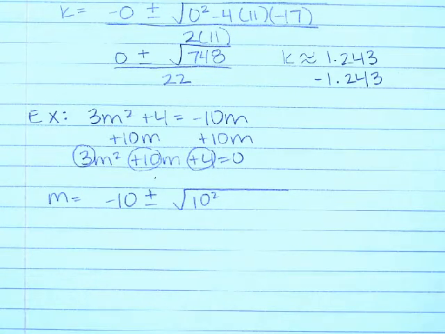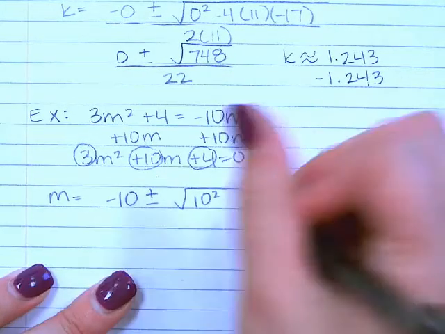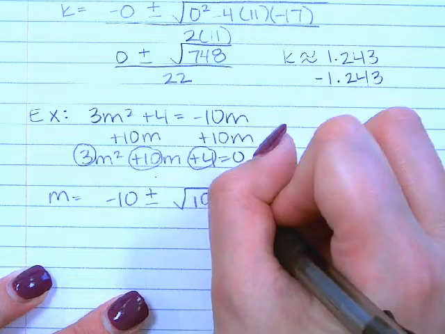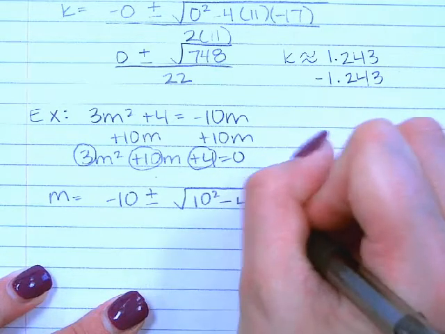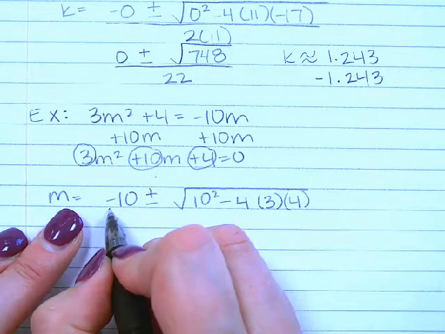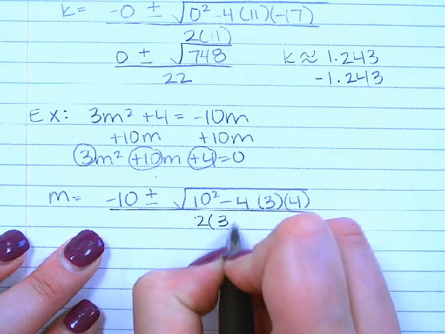I made a little mistake here. Hold on, I'm going to pause. Don't worry, we're cool. My example problem had a positive there and I didn't notice it. So I just want to make sure this problem is still going to work out. b squared minus 4 times a times c, divided by 2a.